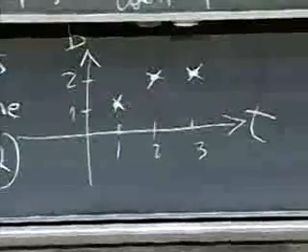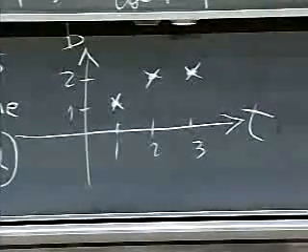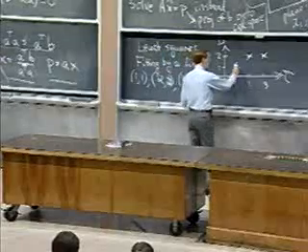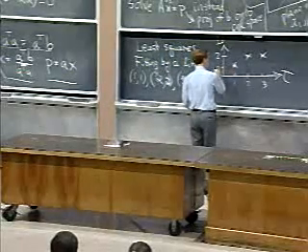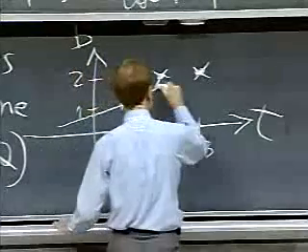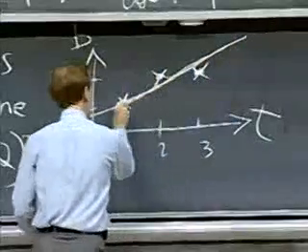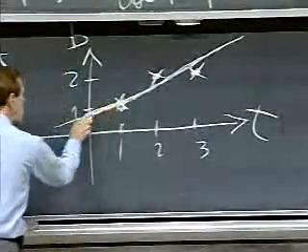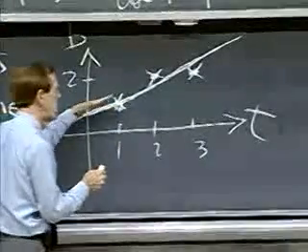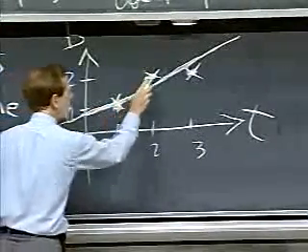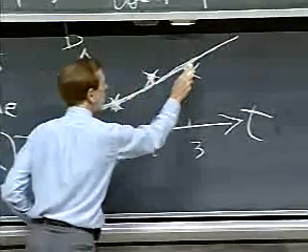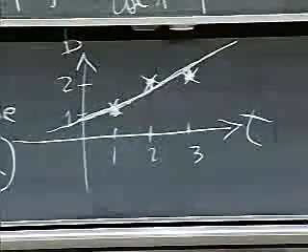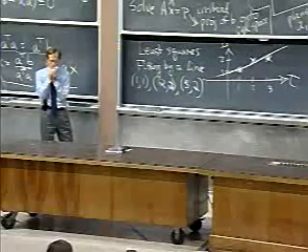And of course, there isn't a line that goes through them. So I'm looking for the best line. I'm looking for a line that probably goes somewhere like that. I didn't mean to make it go through that point, it won't. It'll go between, so the error there, and the error there, and the error there are as small as I can get them.